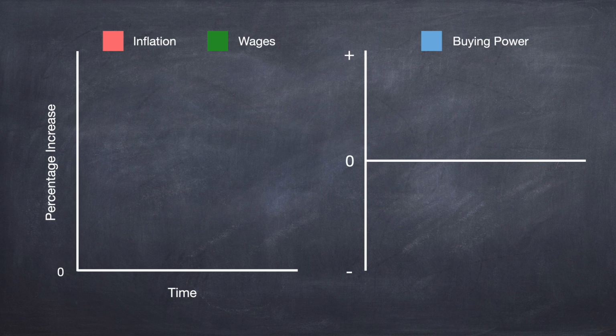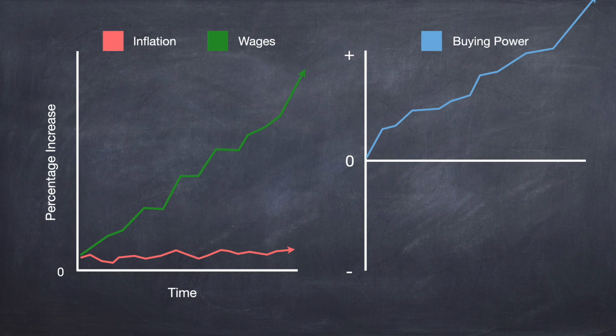Let's look at one more example. Let's say that inflation remains very, very low, but your wages start to skyrocket like this. Well, that means your buying power, look, it's almost off the page now, and that is the ideal scenario. That's obviously what you want.